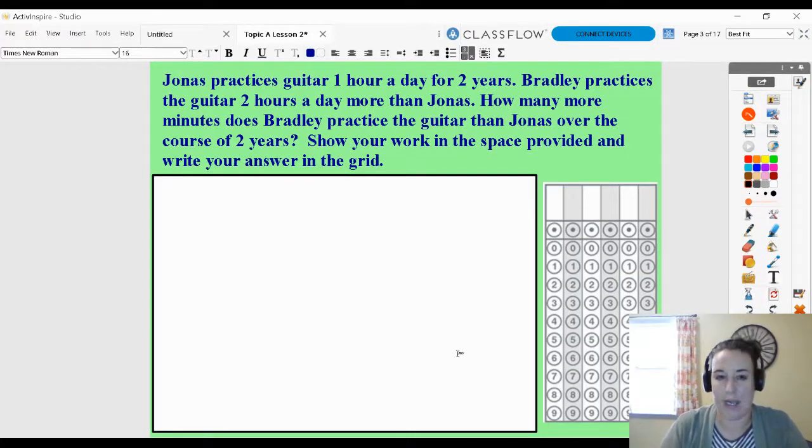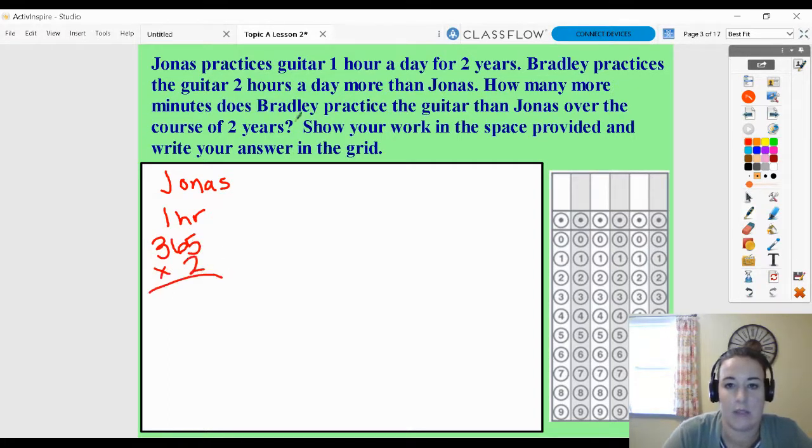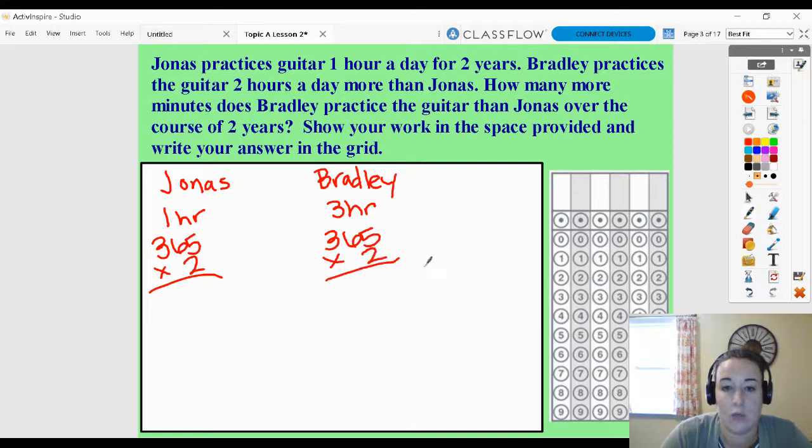So for our application problem today, we have a story about, or a problem about Jonas, who practices guitar for 1 hour a day for 2 years. So 1 hour a day for not just 365 days, because that's 1 year, but for 2 years. And then we also have Bradley, who practices 2 hours a day more than Jonas. So not 1 hour, but 2 more hours, which gives him a total of 3 hours. And he does that not for 365 days, but twice as much as that. So how many more minutes does Bradley practice the guitar than Jonas over the course of 2 years?